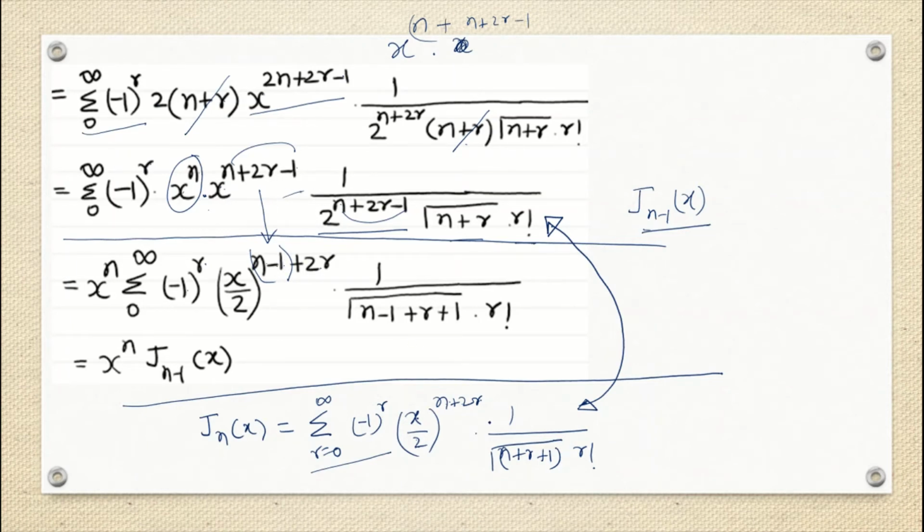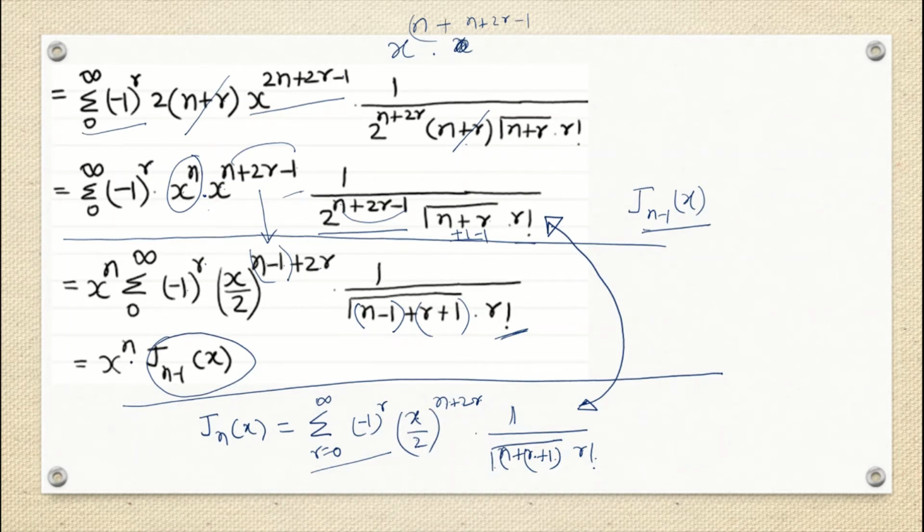Now, in my J n of x it is gamma n plus r plus 1 and then factorial r. Factorial r will not get changed, this is okay. So in this term also, instead of n I am writing n minus 1, and then r plus 1 is present here, because for n plus r I have just written plus 1 minus 1. So we got that this form is nothing but the J n minus 1 of x form only.